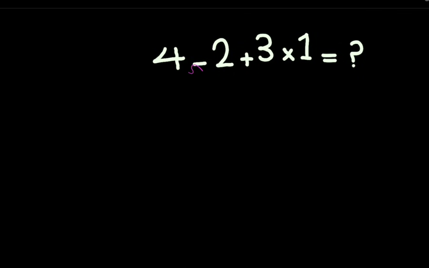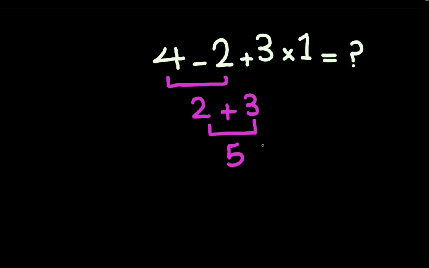We have 4 minus 2 plus 3 times 1. Now, 4 minus 2 gives us 2. 2 plus 3 gives us 5. And 5 times 1 gives us 5. But this answer is not correct.